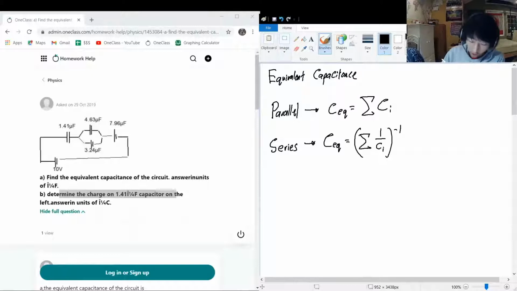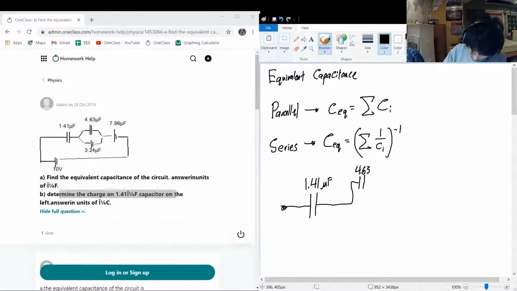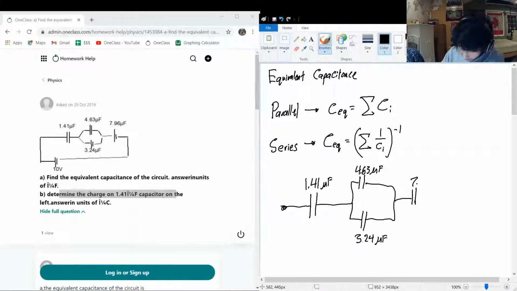Okay, so let's draw out this circuit, or just really draw out the capacitors, because that's what's really important. Here we have 1.41 microfarads. Then we have a little parallel branch where we have 4.63 microfarads on top, and 3.24 microfarads on the bottom. And then here, it kind of looks like a source, but we're going to treat it as a capacitor because it says 7.96 microfarads. And we're looking for the CEQ across here.